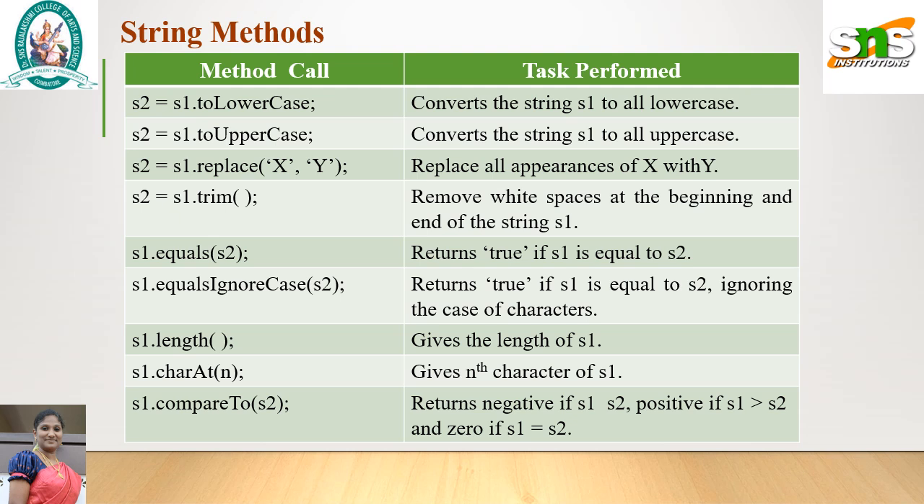The compareTo method is used to compare two strings. Equals checks the contents. CompareTo checks the length. If the first string is less than the second string, it returns a negative value. If it is greater, it returns a positive value. If both are equal, it returns 0.